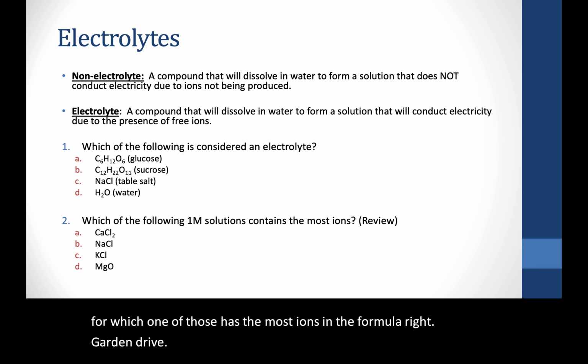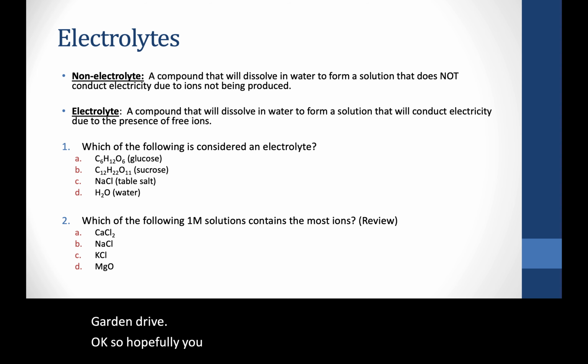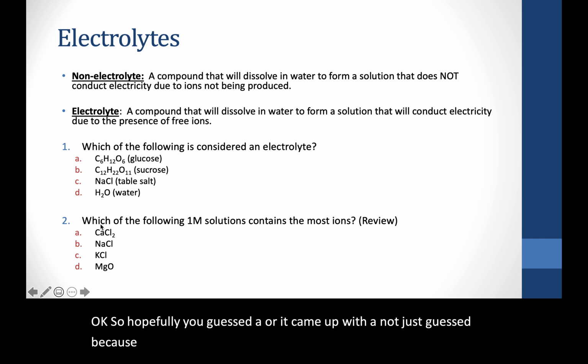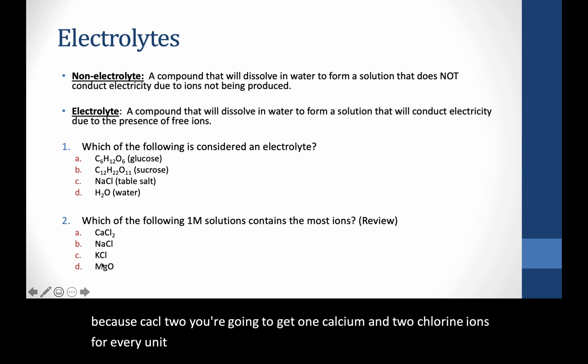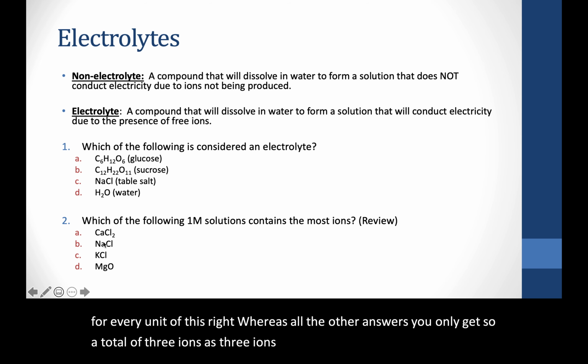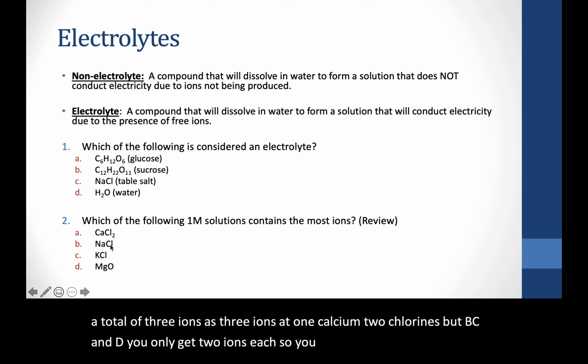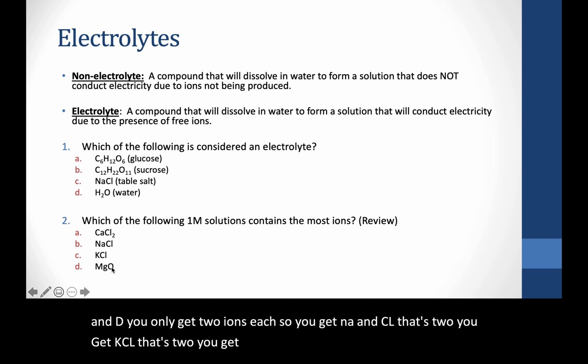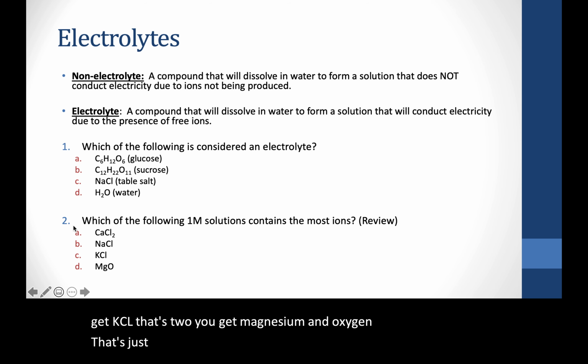Okay, so hopefully you came up with A, not just guessed. Because CaCl2, you're going to get 1 calcium and 2 chloride ions for every unit of this, so a total of 3 ions. But for B, C, and D, you only get 2 ions each. You get Na and Cl, that's 2. You get KCl, that's 2. You get magnesium and oxygen, that's just 2. So the answer here is A.